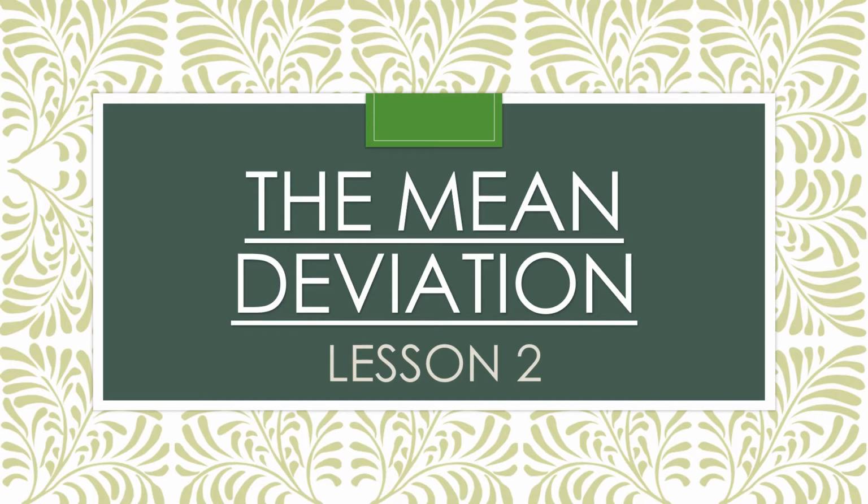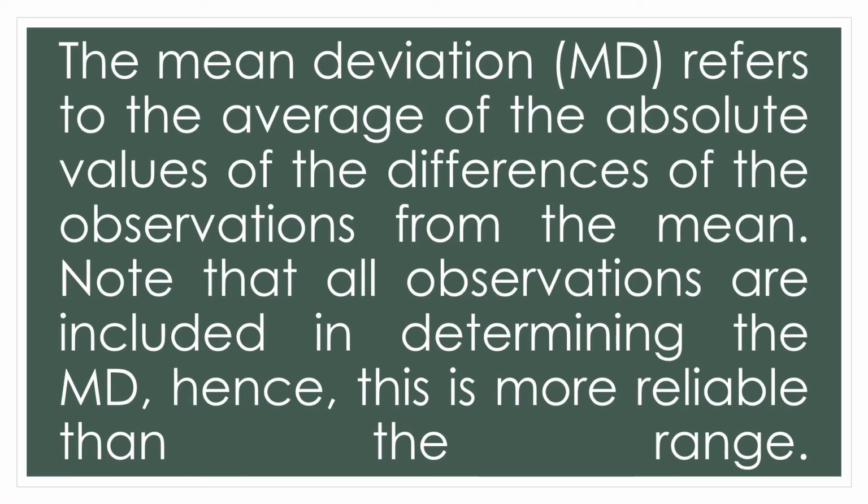Okay, lesson 2, the mean deviation. The mean deviation, denoted by MD, refers to the average of the absolute values of the differences of the observations from the mean. Note that all observations are included in determining the mean deviation. Hence, this is more reliable than the range.